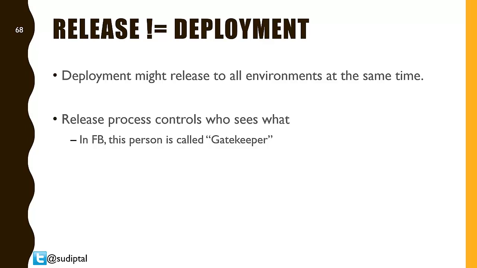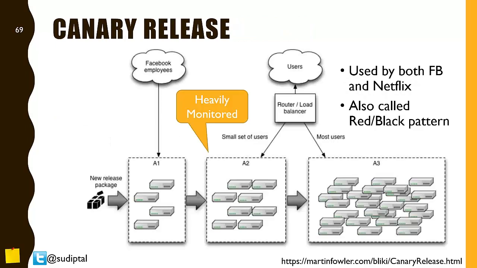Facebook uses something called a gatekeeper for this mechanism, which they call canary releases, which essentially means that a new feature is first released to a small set of internal users, which is heavily monitored for functional issues or performance issues. And once it is confirmed that yes, it's good to go, then they may make that available to all other users. So once again, the important thing to state here is that just because you have deployed something doesn't mean that it is released to everybody.